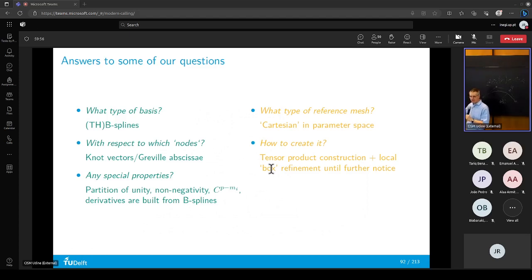Okay, so I think we found some answers to the first two questions. What type of basis? I would say B-spline, THB. Where are they? They are not in the nodes, but in the Greville abscissae. Any special properties? Yes, a couple of them, quite nice ones. What is our reference mesh? Mesh in quotes, the tensor product or the THB one. How to create it? As a tensor product or as a THB one.